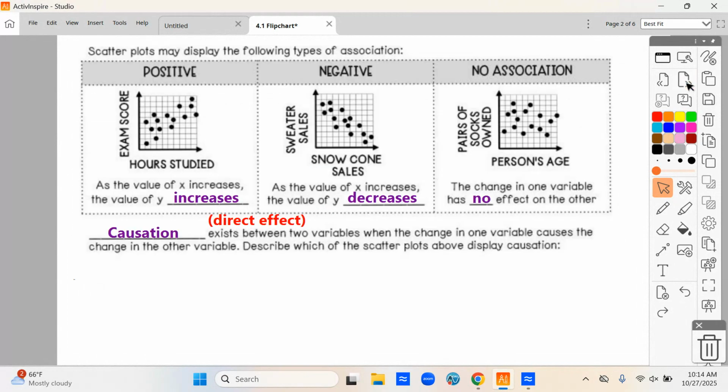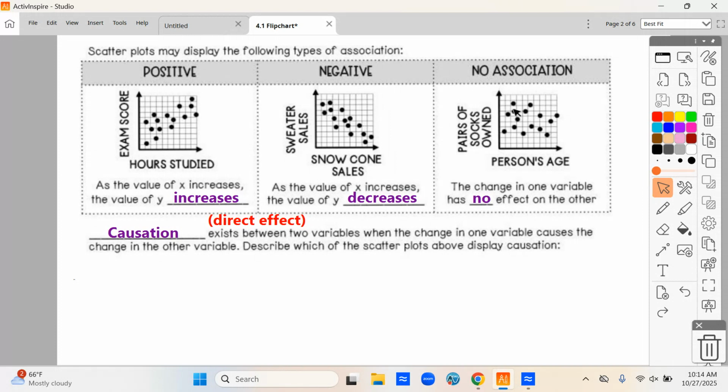So here we have three examples of scatter plots, and they have three different types of relationships. The first one shows a positive scatter plot, and that's because as the x value increases, the y value also increases. So if they're both increasing, it's positive. The second one shows a negative relationship. So as the x value increases, the y value decreases. So you have one increasing and one decreasing.